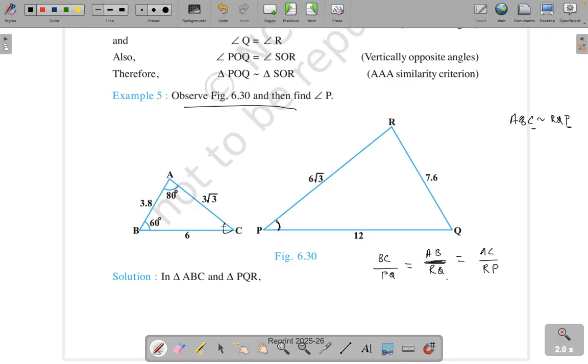What is the value of C? 40. 40 by angle sum property, right? So this is 40.